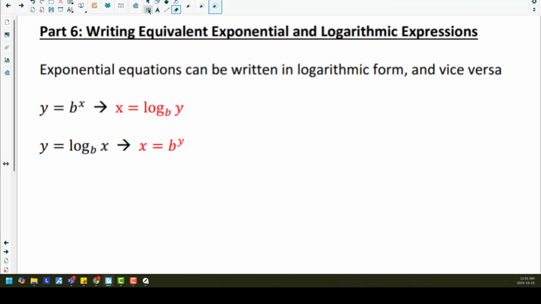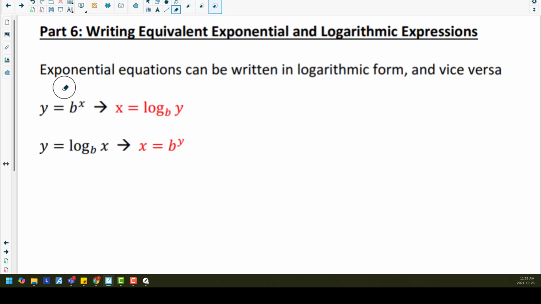The way to do this is, well, what's your base value? Remember, the base value is b. The base value is always the base value, whether it's in exponential form or logarithmic form. So that is always going to be the base value. So I know for a fact that my log is going to have a base value of b in this case. The other thing you need to know is, I guess I'll show you the steps.